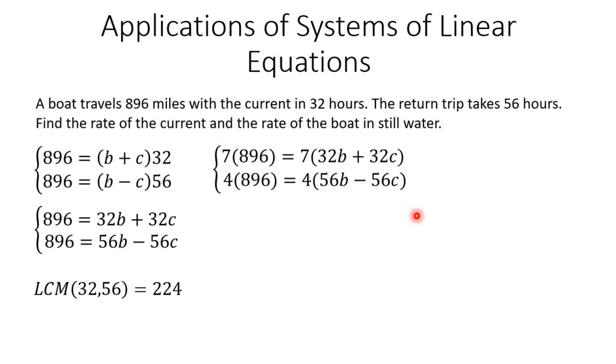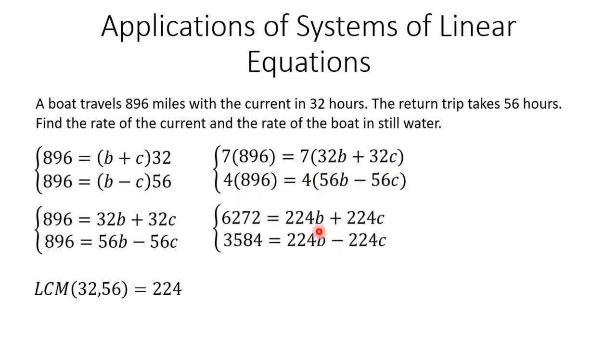And I'm going to multiply the bottom equation by 4 because 4 times negative 56 will be negative 224. So now I'm multiplying the whole top equation by 7, the whole bottom equation by 4, and I get these two equations now. Once you get these two equations, the 224C and the negative 224C will cancel each other out. We're just going to add these two equations together. And when we add them together, these cancel out. We get 224B plus 224B is 448B.